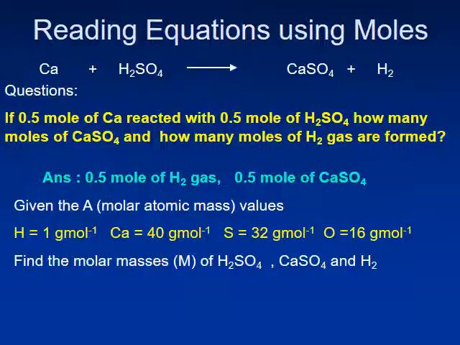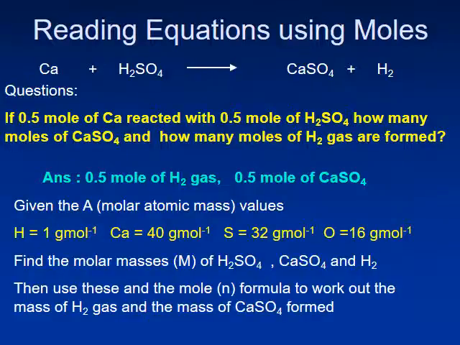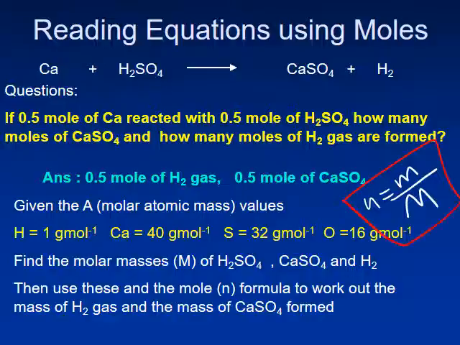Okay, so the molar masses are essentially the sums of the atomic masses in a molecule. So you can then use these numbers, and the mole number and formula, to work out the mass of the hydrogen gas and mass of calcium sulfate formed. Remembering, of course, that the equation is number of moles equals mass over molar mass. A very important equation.